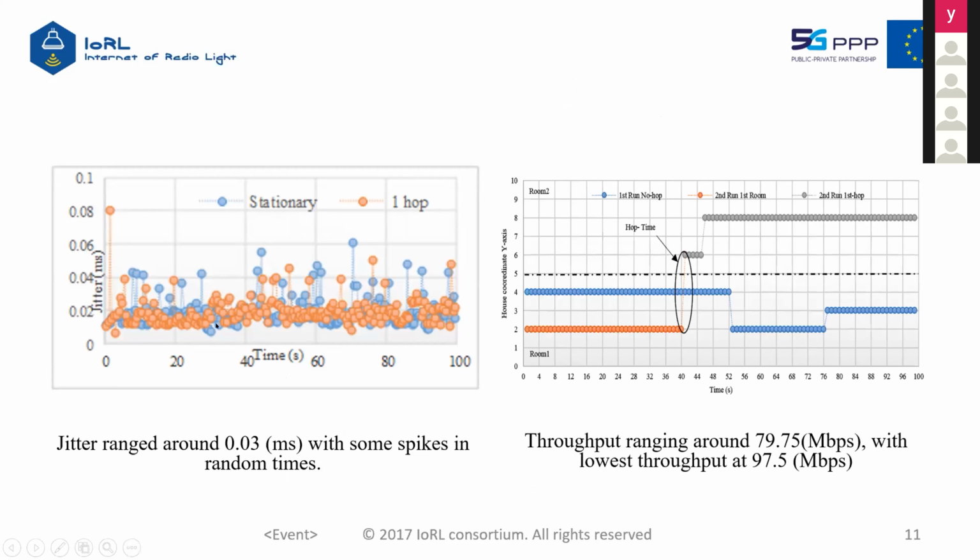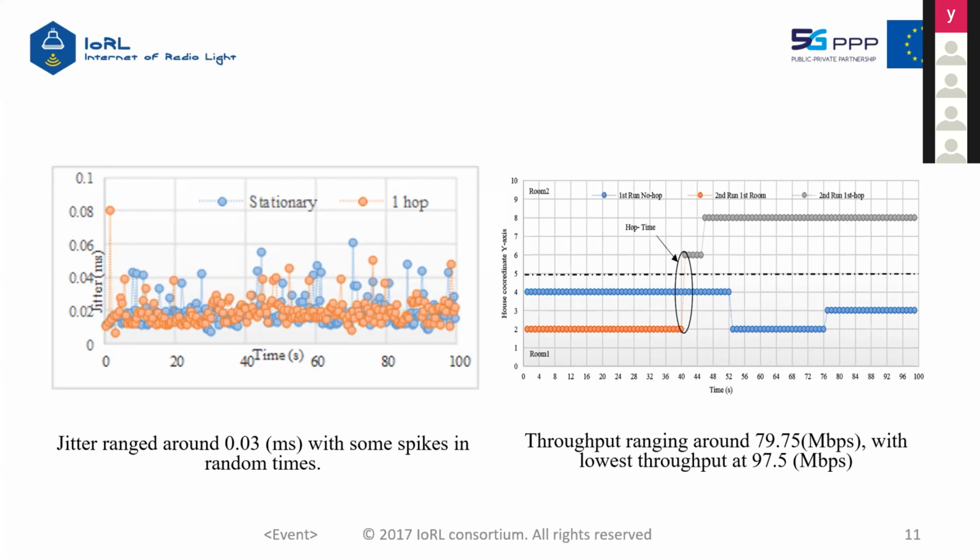On the left-hand side, you can see the stream jitter for the first test scenario ranged around 0.03 milliseconds with some spikes at random times. Although the worst jitter experienced was below 0.1 millisecond, this jitter was due to the nature of the iPerf tool. It's worth mentioning, according to Cisco, that the acceptable jitter for this video is below 30 milliseconds, which proves that our system performance is excellent.